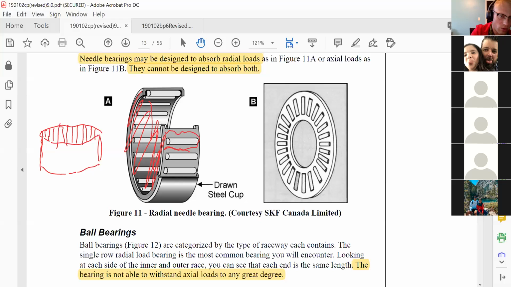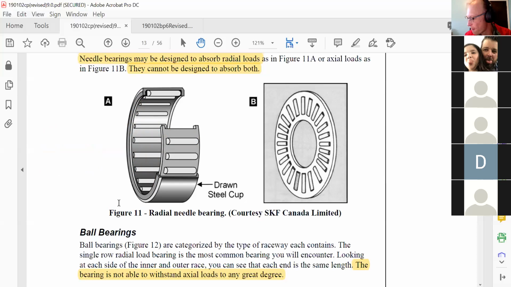Who's ever dropped all the rollers, or all the needles, from a U-joint cap before? My first one I did. Yeah, were you able to get them all back in okay? No, I thought I did, and then I went to hammer it on and I broke it. Okay. I broke one in there.